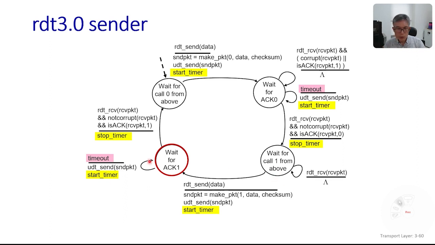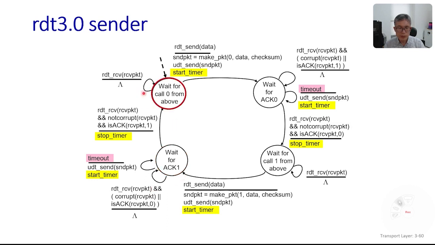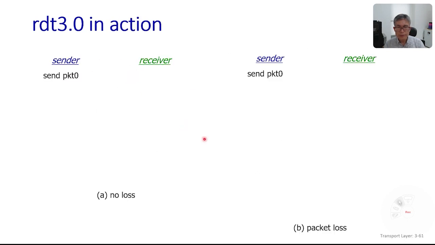And then in this one case of timeout, it happens, and then we retransmit this, and the timer restarts. Then we receive a packet here, but this is corrupted, or the acknowledgment is zero, not the expected one, so we ignore it. It's a redundant transmission. In this other case we also just receive an acknowledgment and just ignore it.